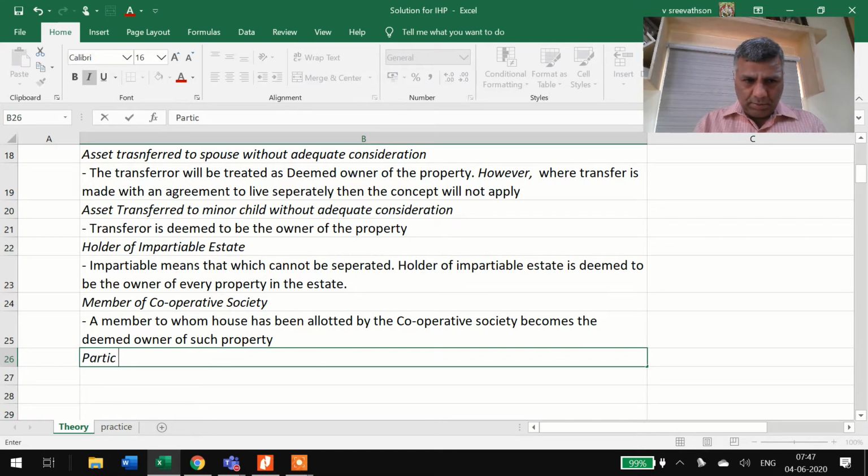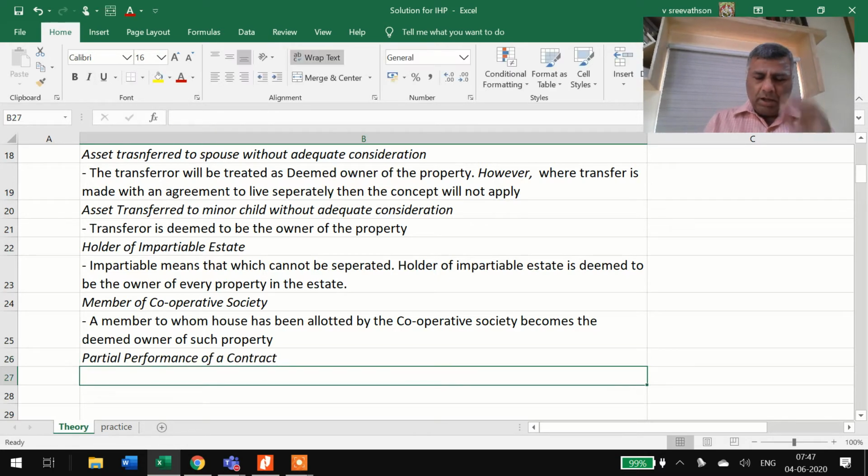Partial performance of a contract. This comes under Section 53A of the Transfer of Property Act. Just for your reference, what happens?